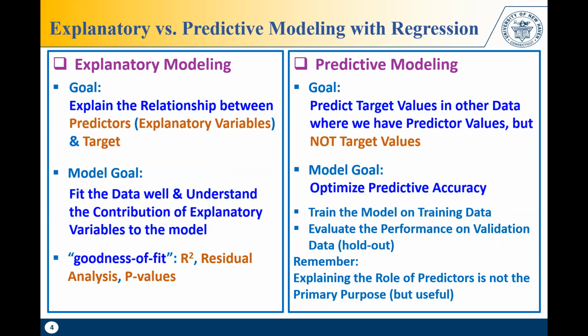In contrast, in the predictive modeling, the goal is to predict the target value in other data where we have predictive values, but not the target value. And the goal of the model is to optimize the predictive accuracy. So we train the model on training data, and we evaluate the performance on validation data. Remember, explaining the role of the predictors is not the primary purpose here, but it's useful.